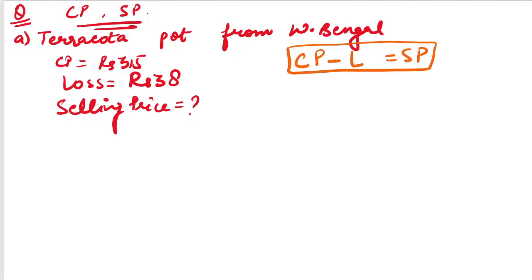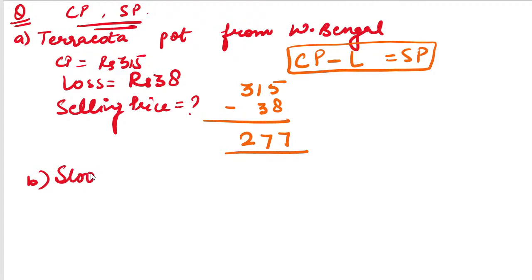Okay, CP minus loss. So how to do that? 315 minus 38. So our answer is what? 15 minus 8 how much? 7. 10 minus 3, 7, and 2 here. So selling price is rupees 277. Okay. Now we have the next question.